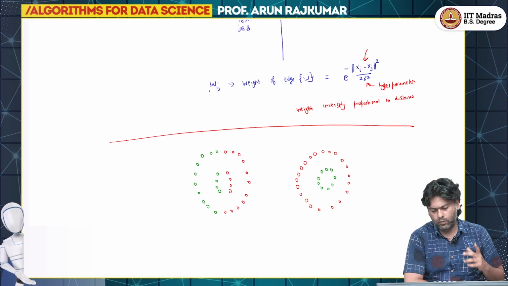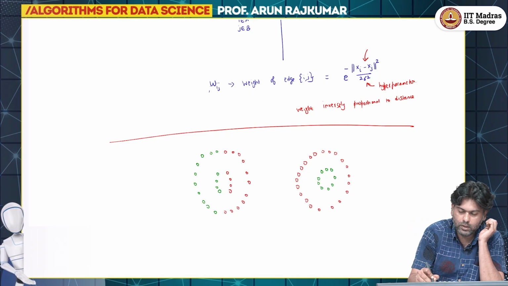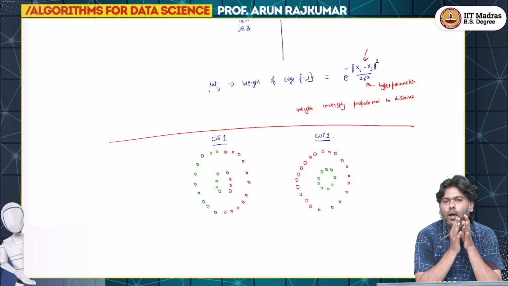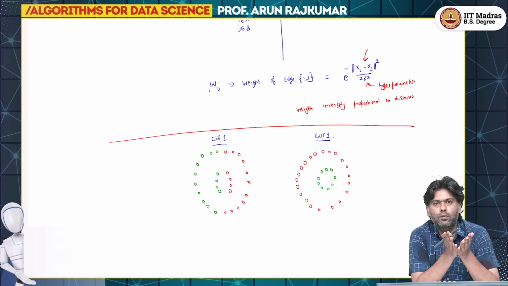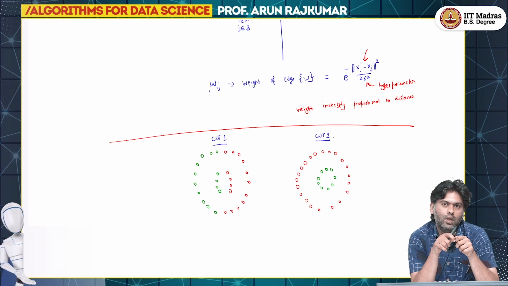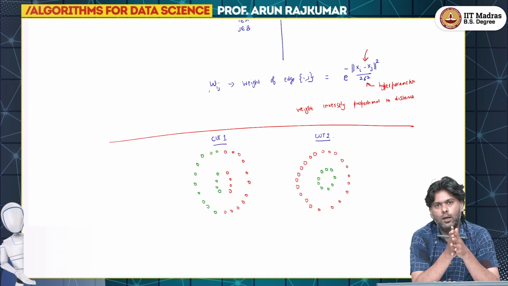Now, here is a question for all of you. Let me call this cut 1, and this cut 2. I want you to think about which of these cuts will have a larger value in the definition of cut that we have given, where the weights are inversely proportional to the Euclidean distance of the lines joining the points. Pause the video, think about this. Let me talk about which of these would actually be larger or smaller now.